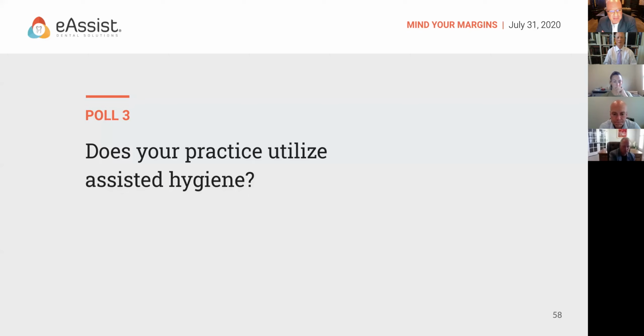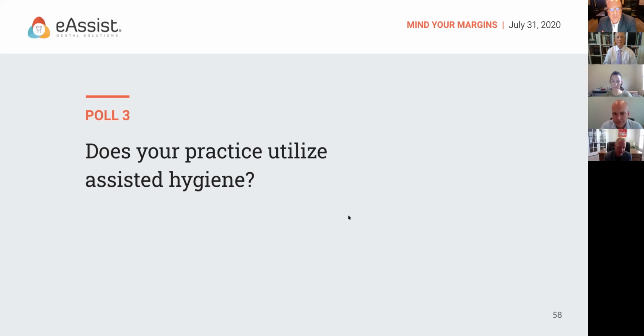Let's talk about it. Okay, assisted hygiene. This is something that I've always practiced. I know that James and Warren have mostly always done it. We want to know how many on our panel use what we call assisted hygiene. What that means is we're double booking our hygienists and giving them an assistant. So they're becoming like a provider, like a dentist. We're giving them two rooms and an assistant.